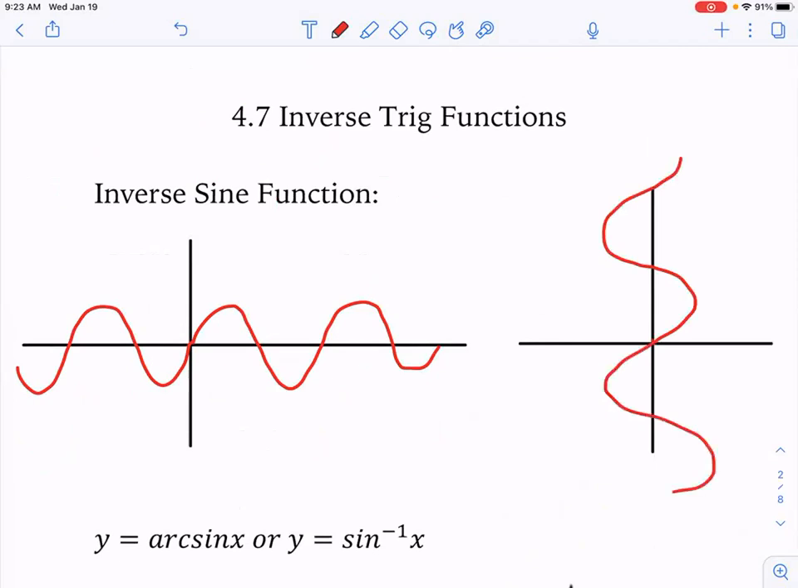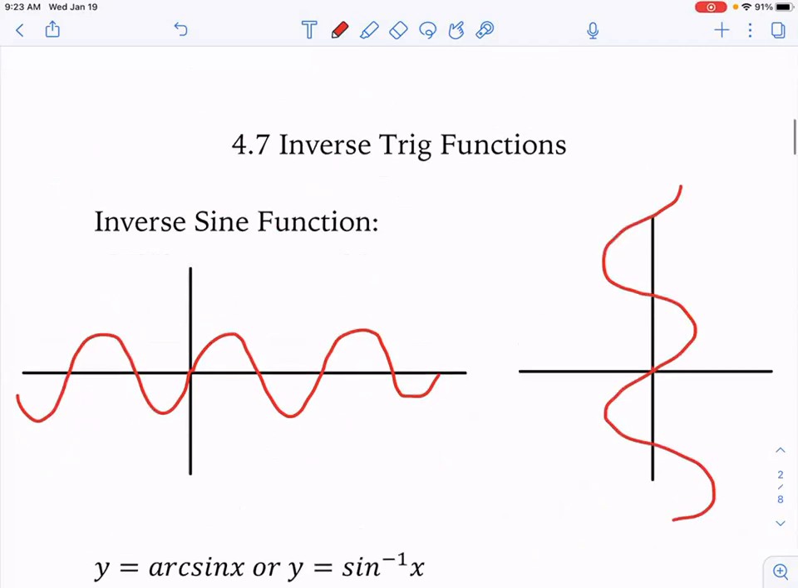Okay, so this is what it would look like if we reflected it. Okay, it's not passing the vertical line test. So what mathematicians did, they said, you know what, let's just take a part that would pass the vertical line test. I'm going to highlight this portion right here. If I cut out the rest of the graph, would this highlighted portion be a function? It would be. Okay, so this is what mathematicians have defined to be the inverse sine function.